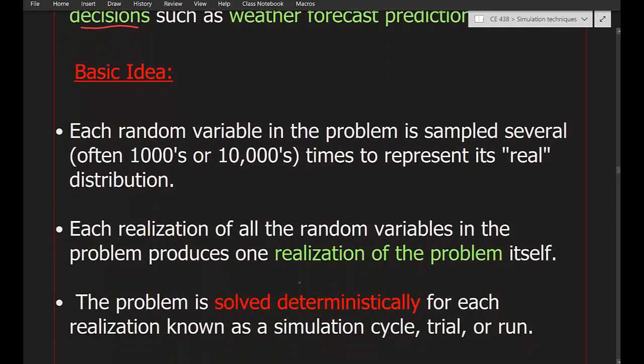The basic idea can be summarized like this. We have some inputs, and these inputs are treated as random variables. Each random variable in the problem is sampled several times, maybe 1,000 times, 10,000 times, or even more, and this represents the real distribution. If I increase the number of samples, it will converge towards the real distribution. So we are randomly sampling.